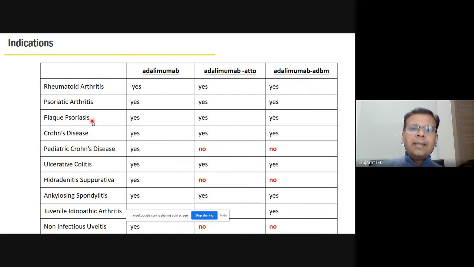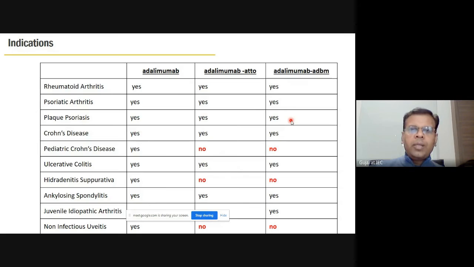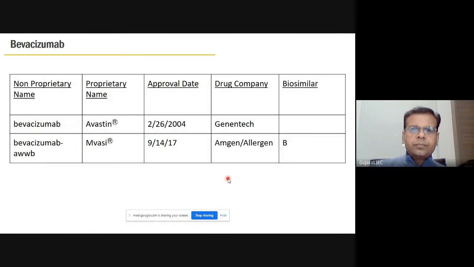These are the same drugs which we saw, the innovator as well as the other drugs from either Amgen or Boehringer Ingelheim. So they get approval for all the indications if they are the innovator. However, if you are a Pfizer or an Amgen, you may not get approval for other indications.